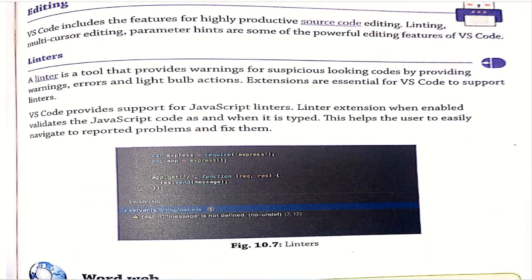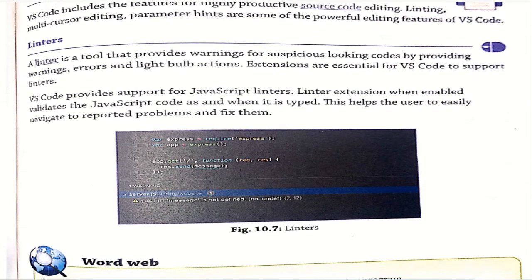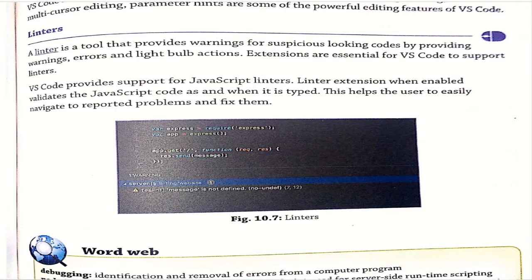Now, what is a linter? A linter is a tool that provides warnings for suspicious looking code by providing warnings, errors and light bulb actions. If there is some error, then through a warning, a light bulb is used to show that the code is suspicious. Now, extensions are essential for Visual Studio Code to support linters. Visual Studio Code provides support for JavaScript linters. The linter extension, when enabled, validates the JavaScript code as and when it is typed.